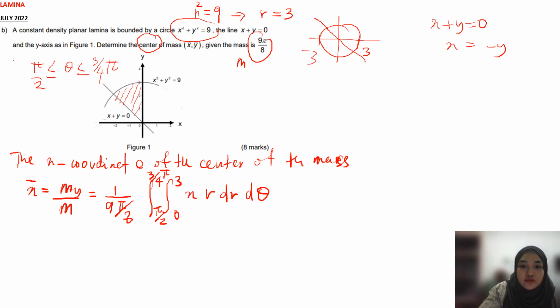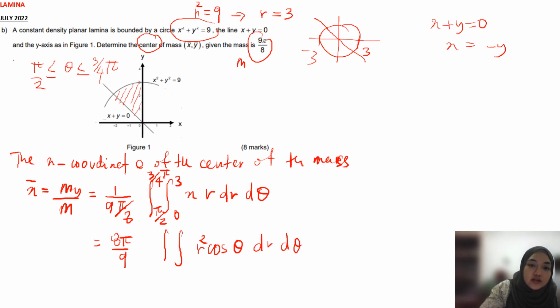Okay, and then you have to calculate this one. To calculate this, we'll get 8 pi over 9. Since x you have to find in polar coordinates, x equals r cos theta. Times r, you get r squared dr d theta, and then you have to integrate this one, from 0 to 3, and pi over 2 to 3 over 4 pi. Okay, so calculate this one.